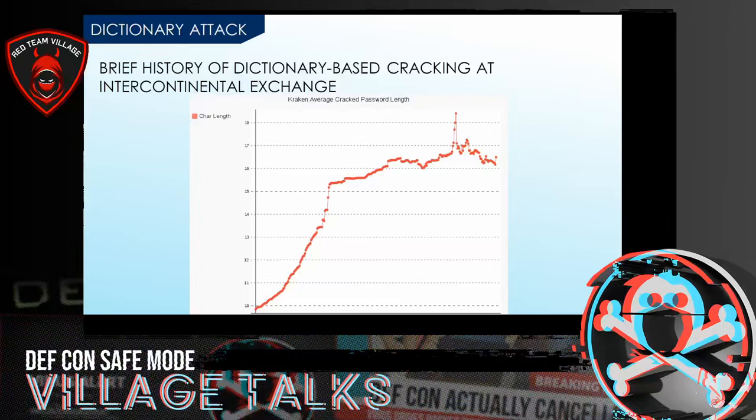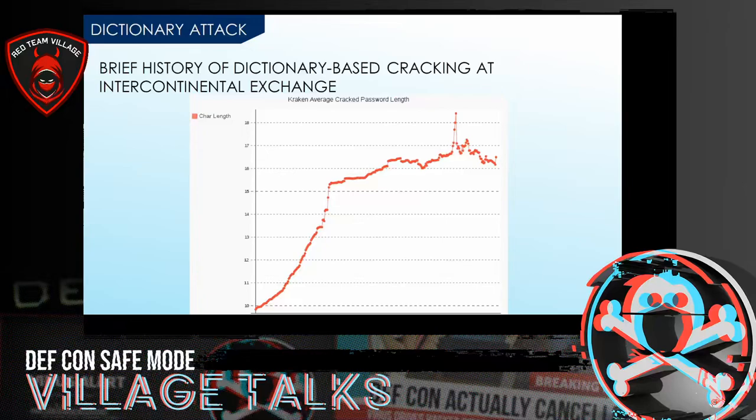At Intercontinental Exchange, we've been running a dictionary attack during the period that Jerry mentioned in that soundbite, while we rolled out the 15-character policy. And as you can see in this graph of the average length of a cracked password, the policy wasn't just successful, it caused some rapid jumps in length when it started to be enforced. And after implementation, the average length evened out despite some outlying spikes.